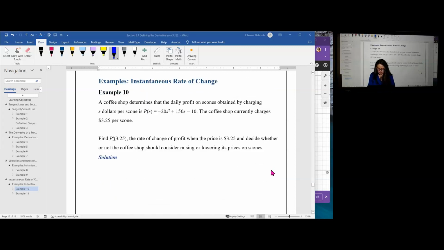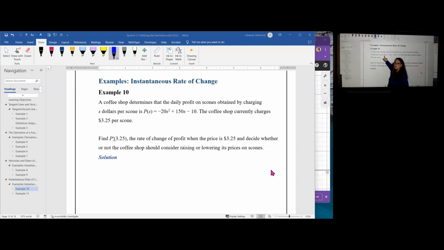A coffee shop determines that the daily profit on scones is obtained by charging S dollars per scone according to this quadratic equation. The coffee shop currently charges $3.25 per scone. We want to know, if we change the price, what change do we see in the profit? P is profit, S is price.